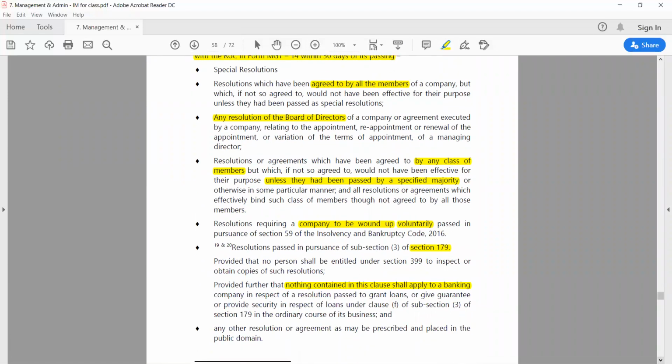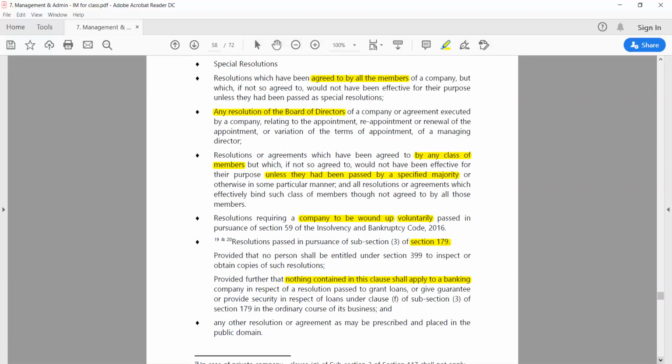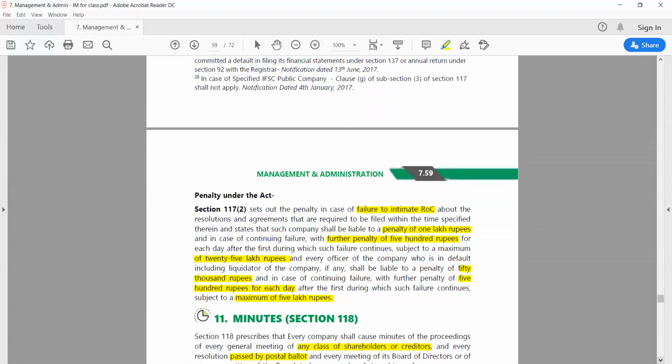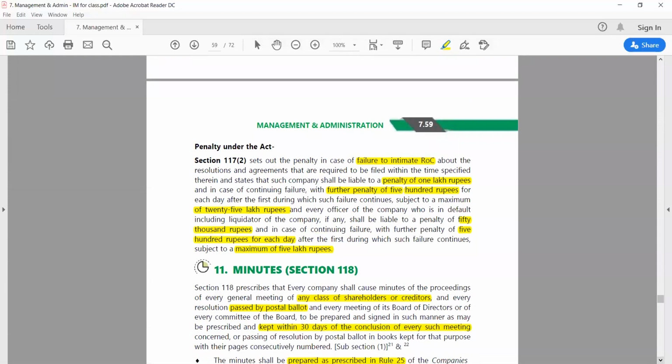Same point they will say again and again, so let's not bother about that, and we can go to the next level. If you are not in compliance, again the penalty provisions will come into the picture.